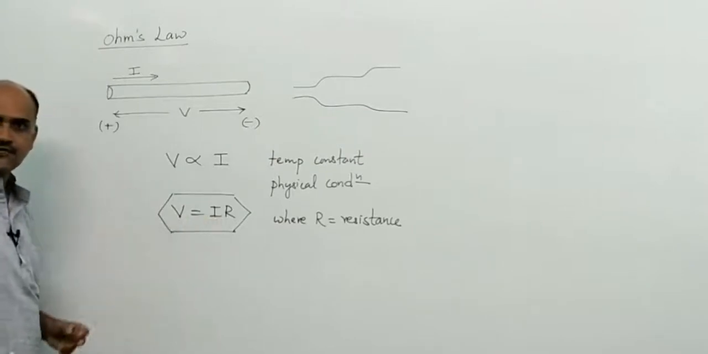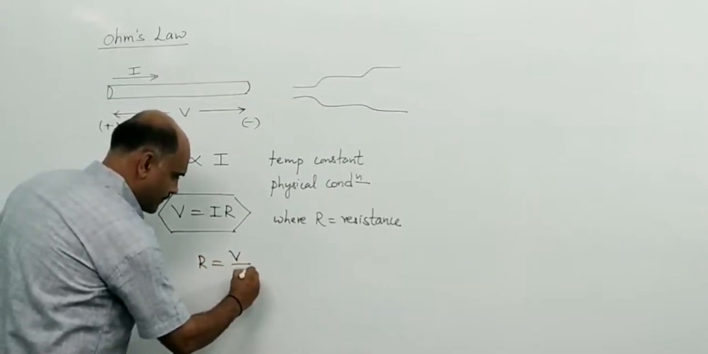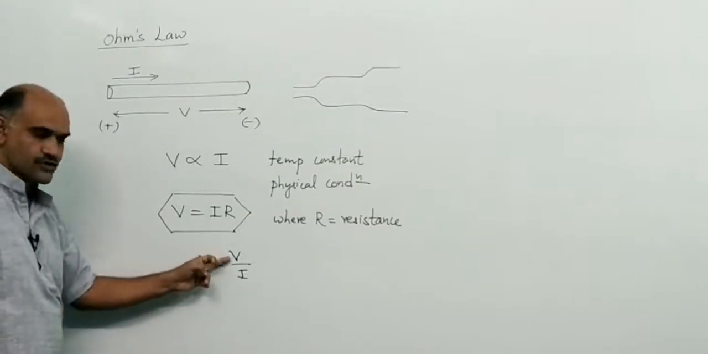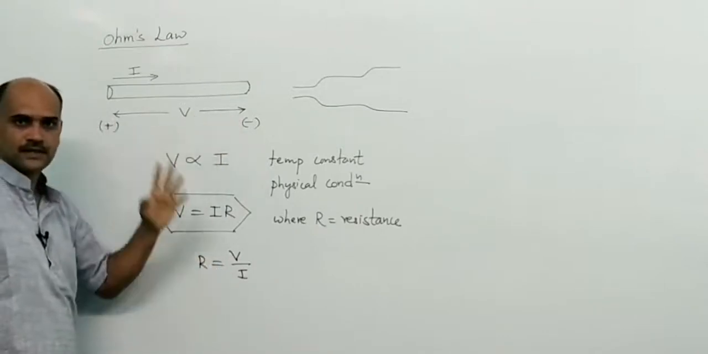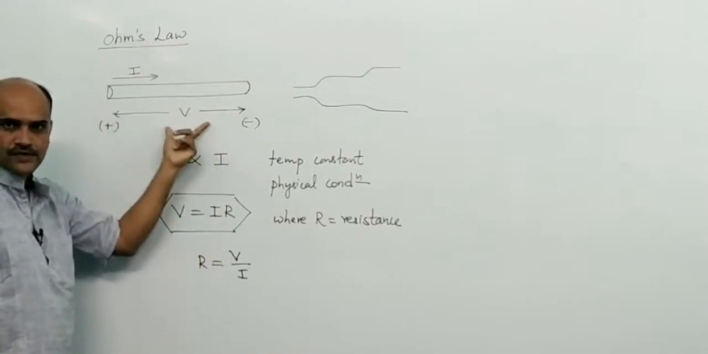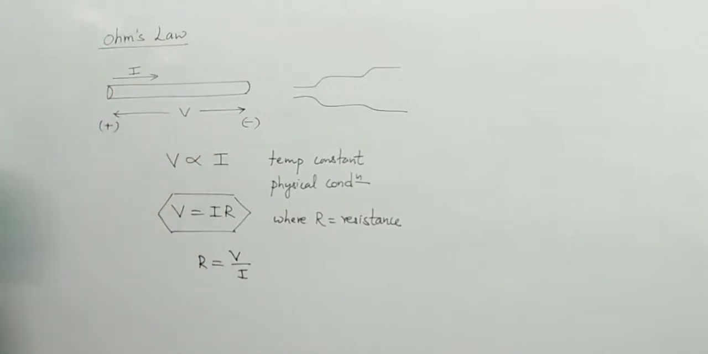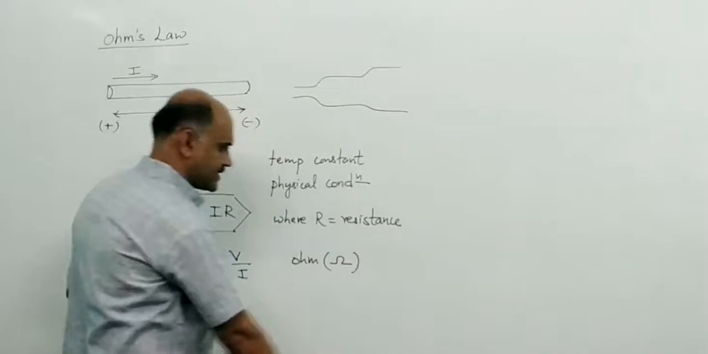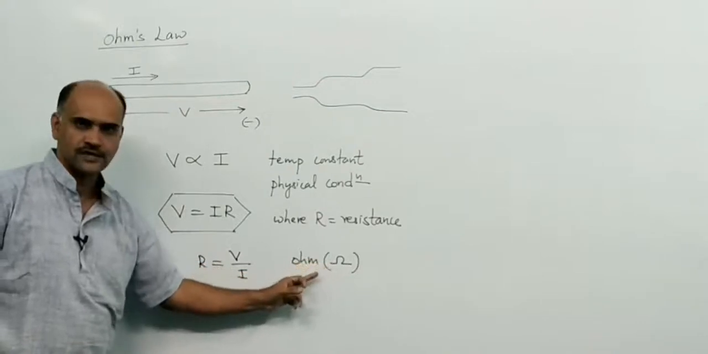Or from this formula you can say R is equal to V by I. So it is nothing but a ratio of potential difference between two ends of a conductor and current flowing through it, that is R. SI unit of resistance is ohm, and symbolically it is denoted in this form, and it is even pronounced as ohm.